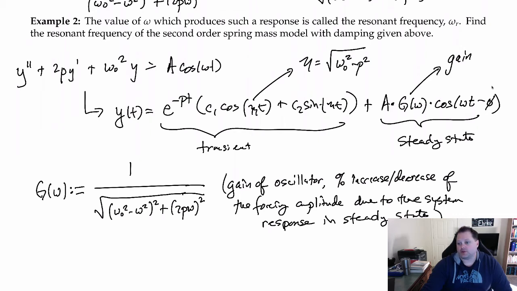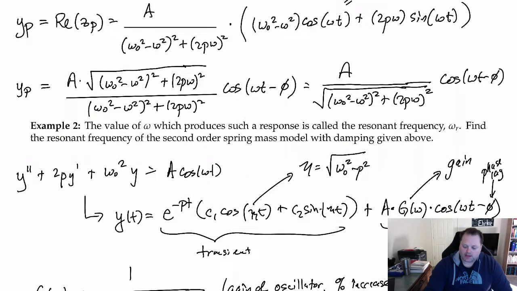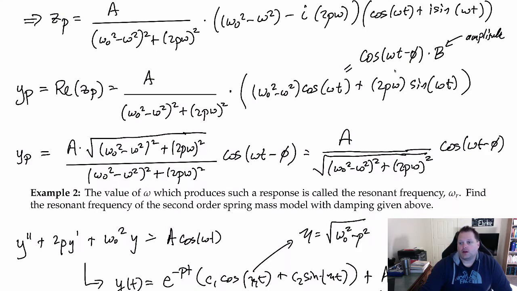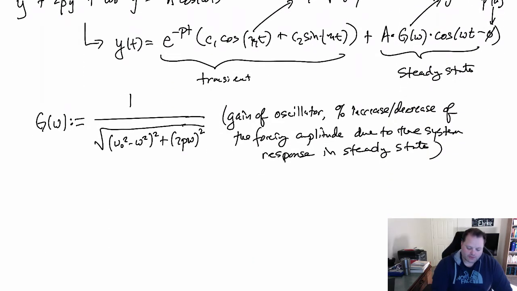Also, the other part of this formula that we haven't figured out is phi. We're sort of familiar with phi. This is the phase lag. If you look at where phi would come from, remember phi is the arctangent of C2 over C1. So it would be the tangent inverse of 2p omega over this term. So phi, which is also a function of omega, is defined as the tangent inverse of 2p omega over omega naught squared minus omega squared.